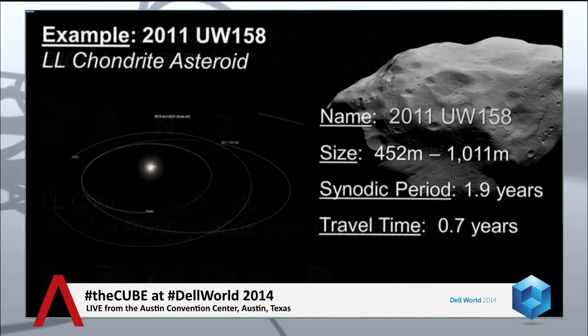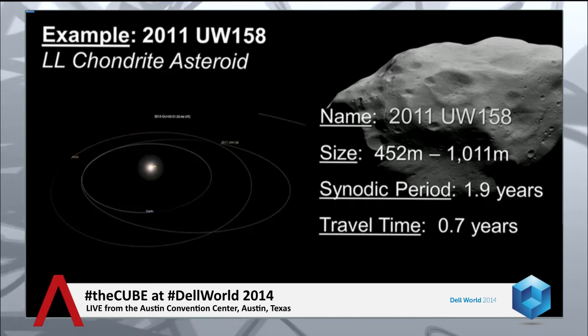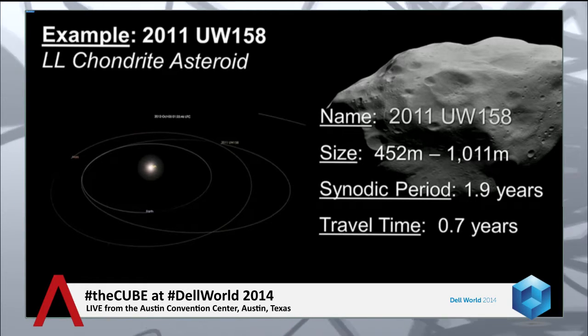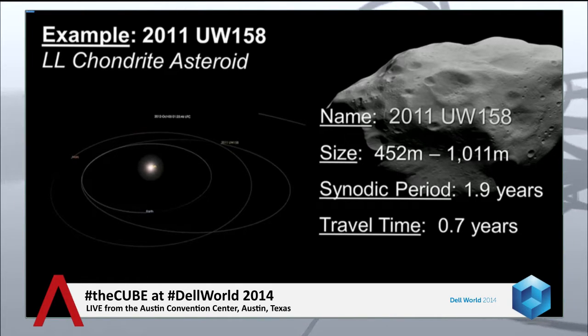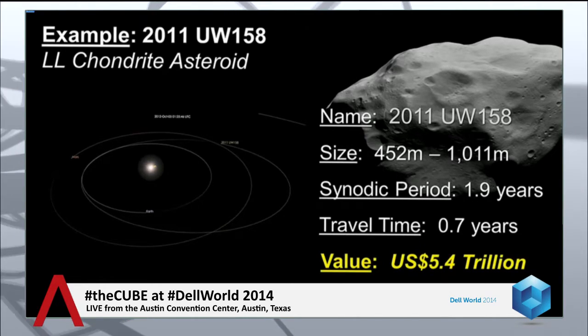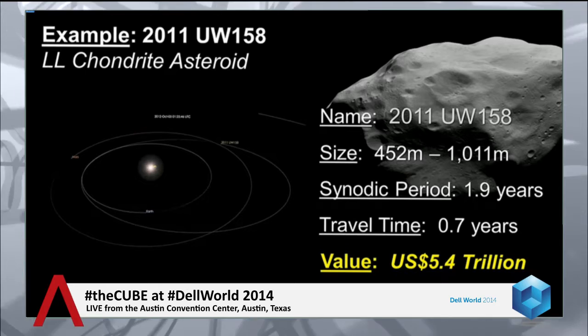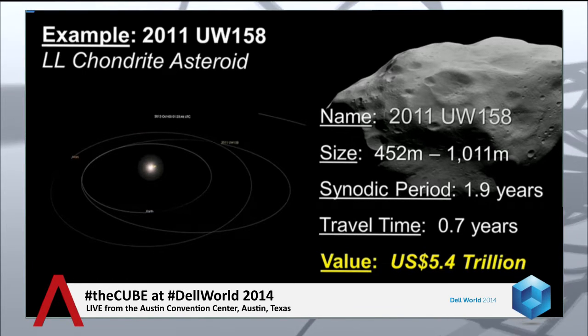So here's just one example of one of those asteroids. It's got a great name, 2011 UW-158. It sort of rolls off the tongue and onto the floor. It's a half a kilometer by a kilometer in size. It comes by the Earth every 1.9 years. And its value is $5.4 trillion. So my goal is to go out there and capture this thing. Of course, I'll buy puts on the platinum market before we do that.